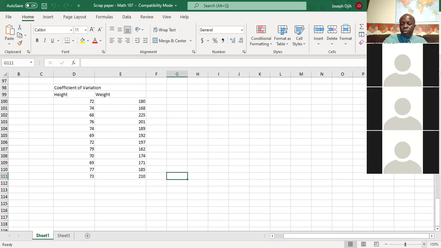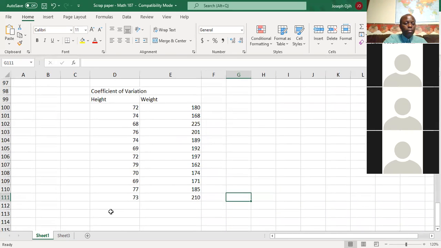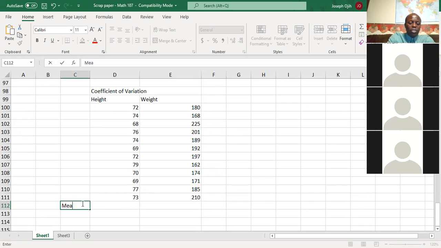Let me make it a little bigger. You guys can see the screen, right? Can you? Yes, yes. Look at the mean, the average, and this is the standard deviation.